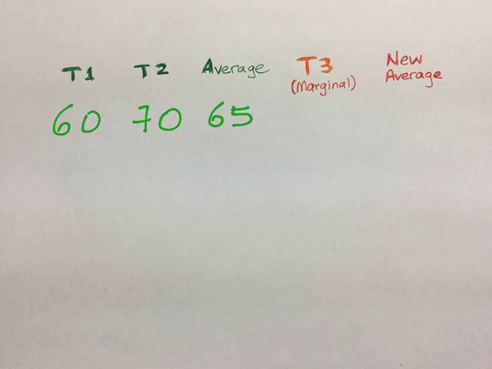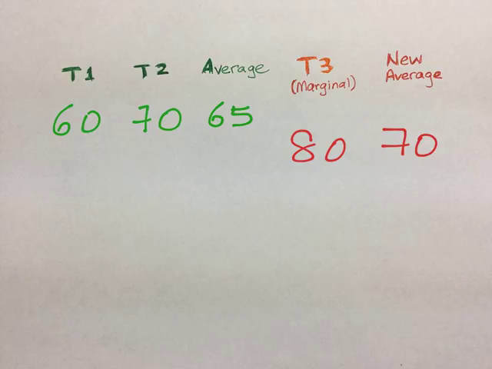Well, there are 3 scenarios that we can explore. Your test 3 marks can take your average up, they can pull your average down, or they can keep your average at 65. For example, if you were to score 80 out of 100 in your test 3, your new average becomes 60 plus 70 plus 80 divided by 3, which is 70.